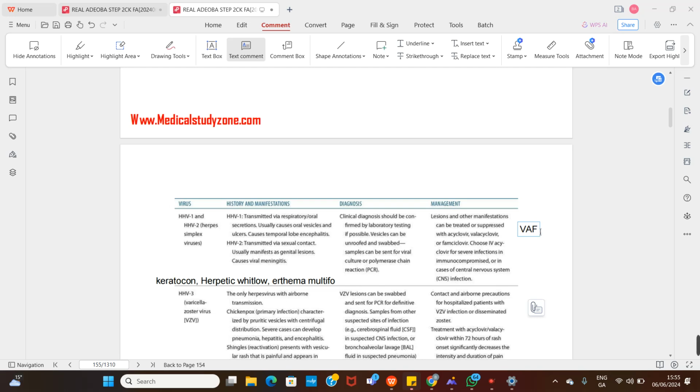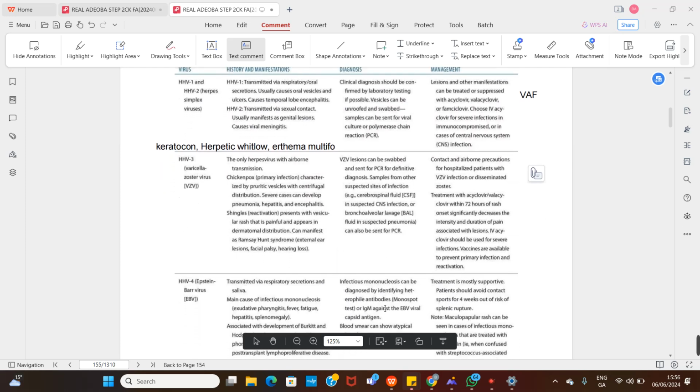But the treatment options can change depending on the situation. If that individual is having a very severe infection due to background immunosuppression, you give intravenous acyclovir. Intravenous acyclovir is indicated. Or if the person has central nervous system infection like viral meningitis, like temporal lobe encephalitis, that is an indication for IV acyclovir.